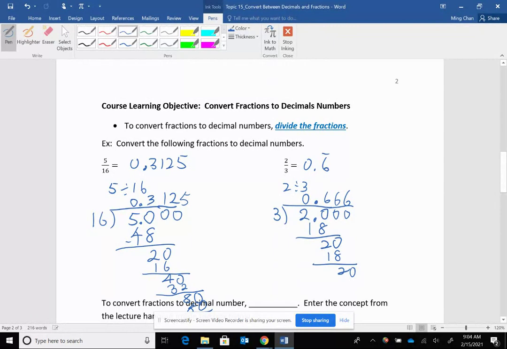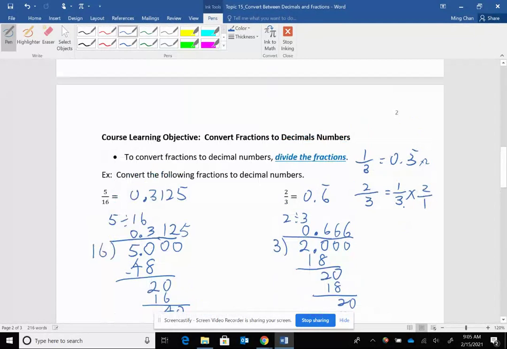So that will be 0.6 repeating. All right. So remember earlier I said 1/3 is 0.3 repeating, right? So 2/3 is the same as 1/3 times what? 2. So 1/3 is 0.3 repeating times 2. That will be 0.6 repeating. There you go. All right. So this is how we convert between decimals and fractions.